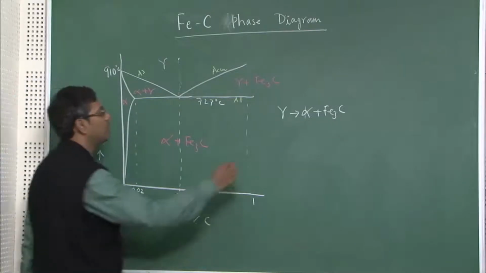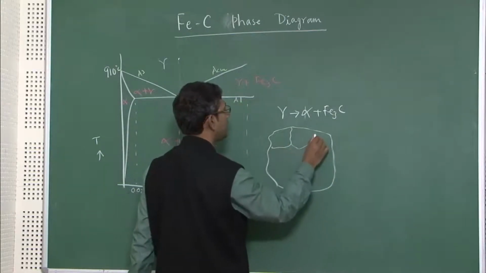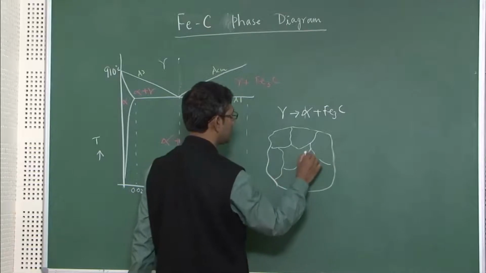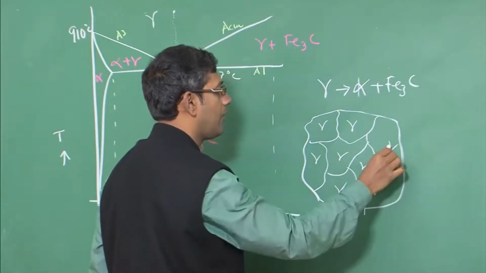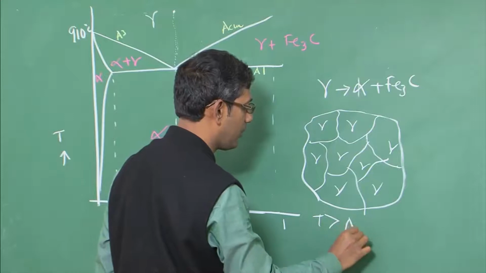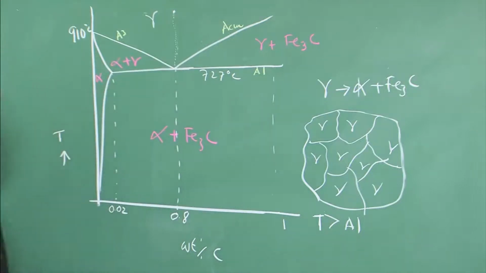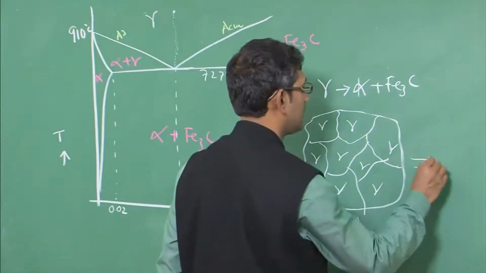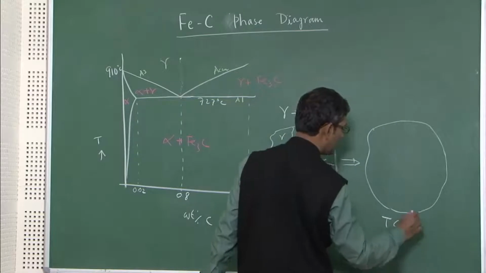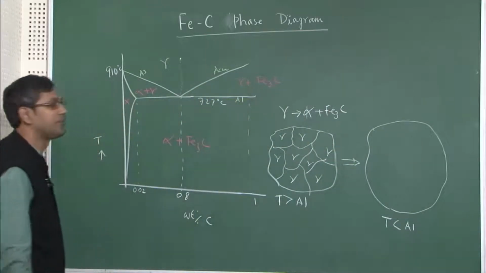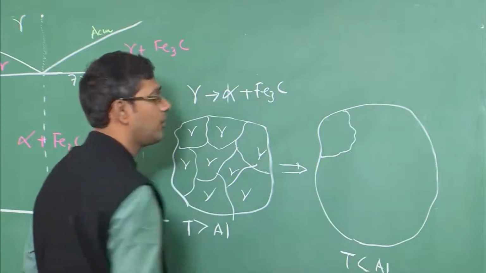How does this happen? Let us draw several pictures to show you that. Suppose these are gamma grains, single phase gamma grains, all gamma above A1, here at 727 degrees Celsius. Now if I cool it down below the A1 temperature, these grains will transform into a phase mixture of alpha plus cementite. How will this happen? To understand this, let us draw one of the grains.